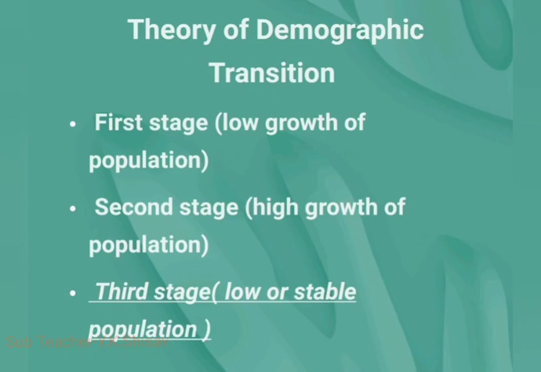Then, third stage, low or stable population. Rapid industrialization and urbanization result in the spread of education and a rise in the standard of living with economic development. Both birth rate as well as death rate tend to decline. All developed countries are in this stage.